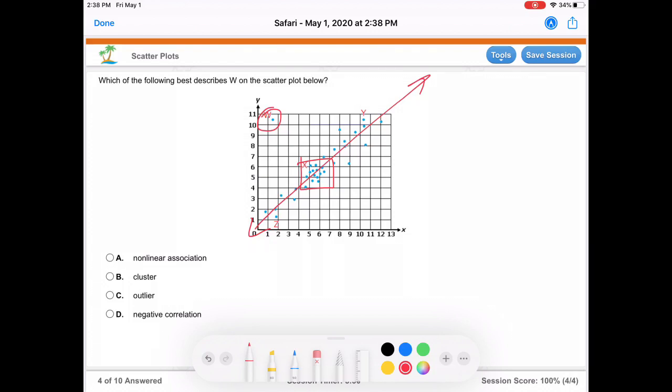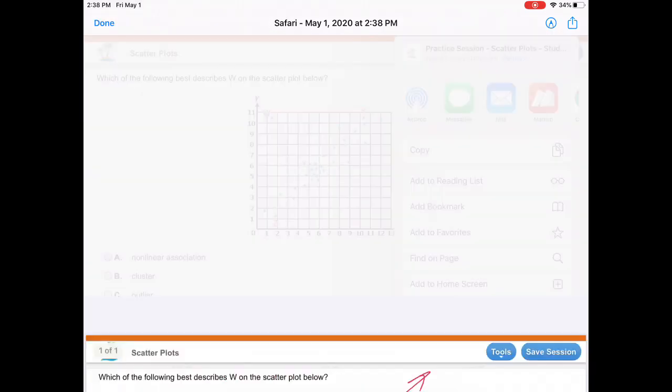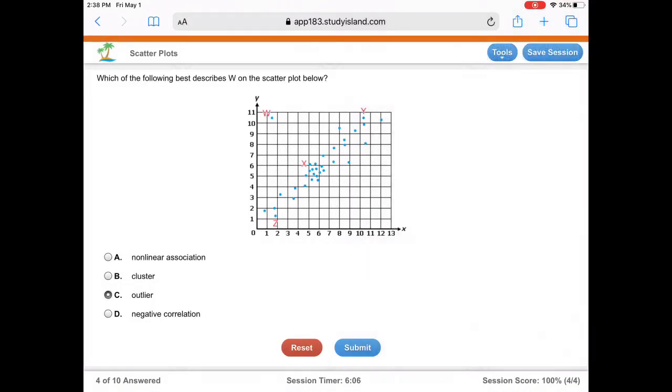Now, this particular question is asking, what would you say W is? And we just mentioned W is definitely an outlier compared to all of the other information that we have. So we're going to select outlier and move on to the next question.